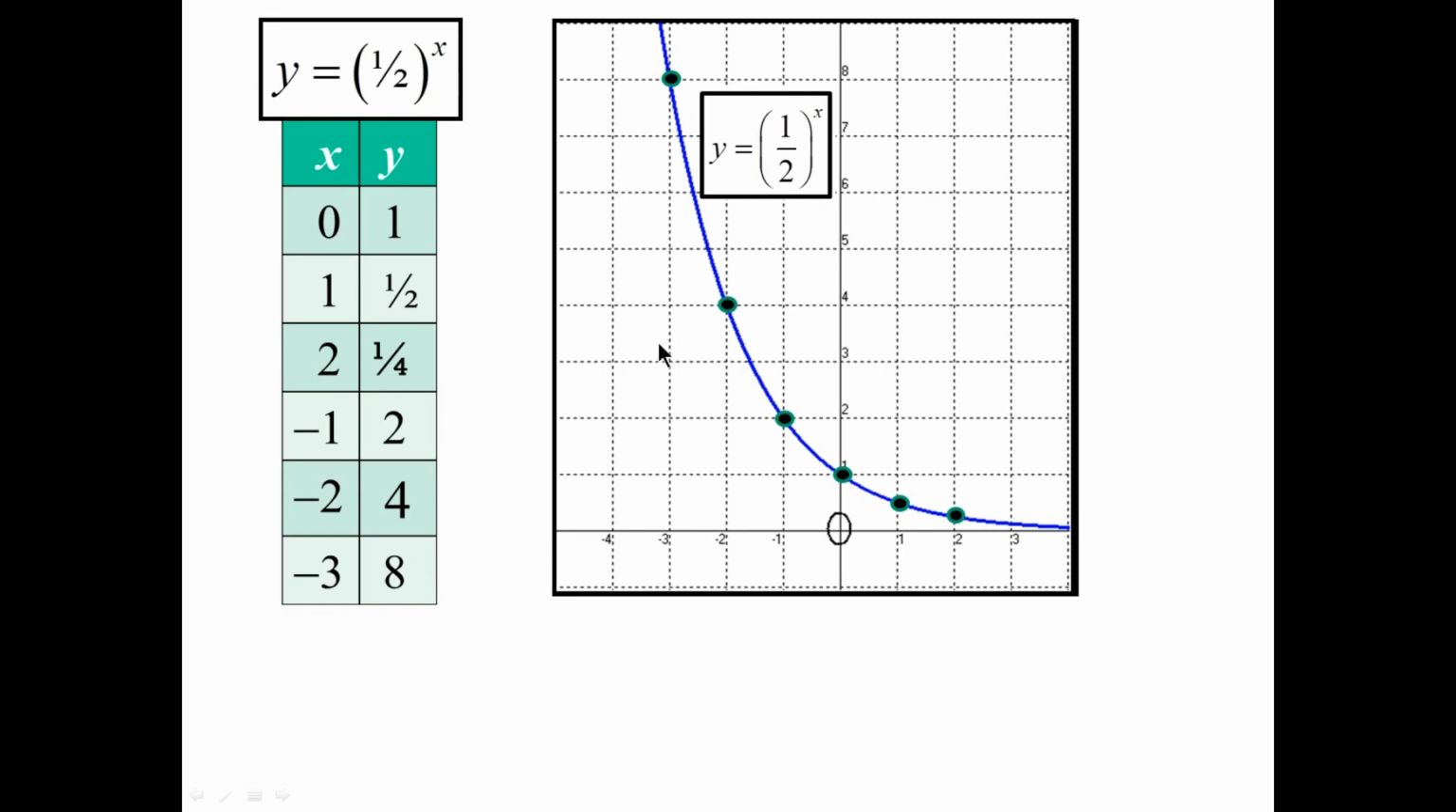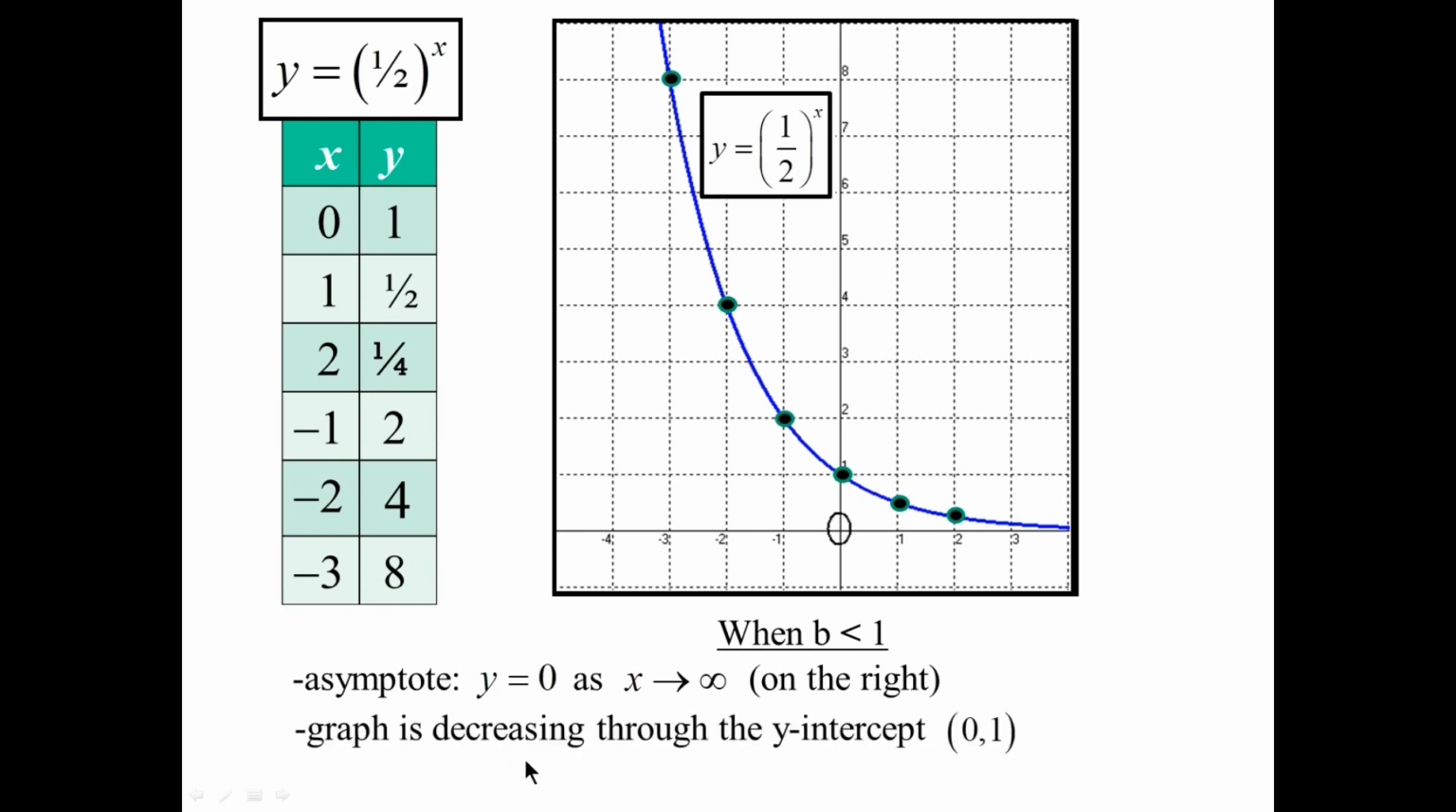Now let's take some notes when the base is less than 1. When b is less than 1, what have we got? Let's observe. We see an asymptote, which is the x-axis, y equals 0, as x approaches infinity, as x gets large positive infinity this time, so it's on the right. We see that the graph is decreasing, meaning if I get on the graph here, and as x goes to the right, the y value is getting lower, lower, lower, and it keeps doing that all the way to infinity. The graph is decreasing through the y-intercept, which is still 0, 1.